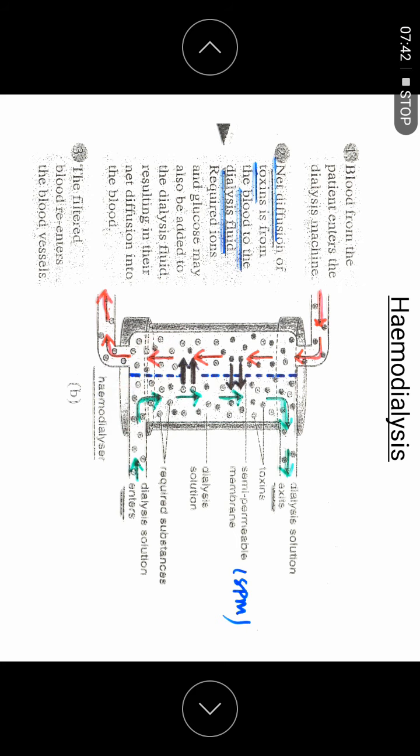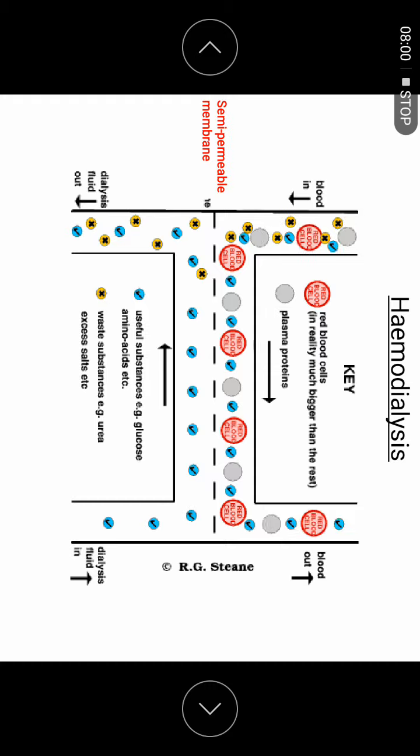So now you see number 2, the net diffusion of waste is from the blood to the dialysis fluid. It requires ions added, so this is to make the dialysis solution. And the last one, the filtered blood re-enters the blood vessel. So this is an SPM question, so you have to know.